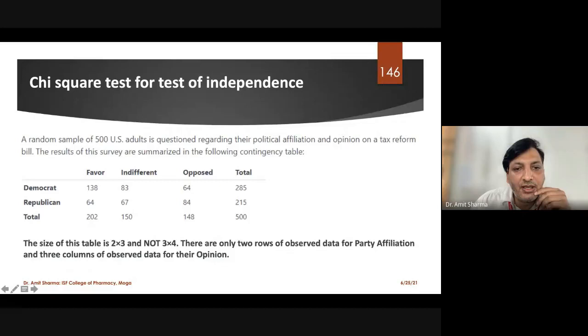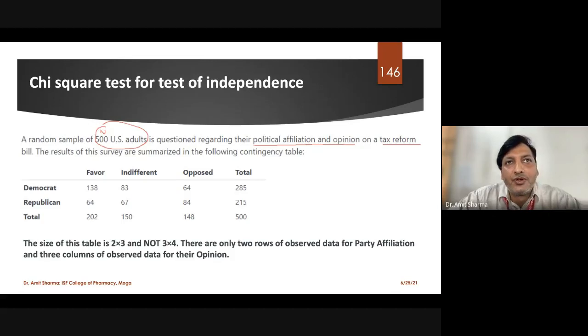For example, in the US there are two major political parties, like we have in India, Congress and BJP, and the government or people want to find out who is going to win and what the opinion poll of the general public of the US is. They have taken a survey of around 500 participants. So N will be 500. 500 US adults were asked about their political affiliation and opinion upon the tax reform. There was a bill going to be placed in the assembly, and the question was the view of the citizens staying in the US, whether the tax reform should be implemented or not. So they did a survey.